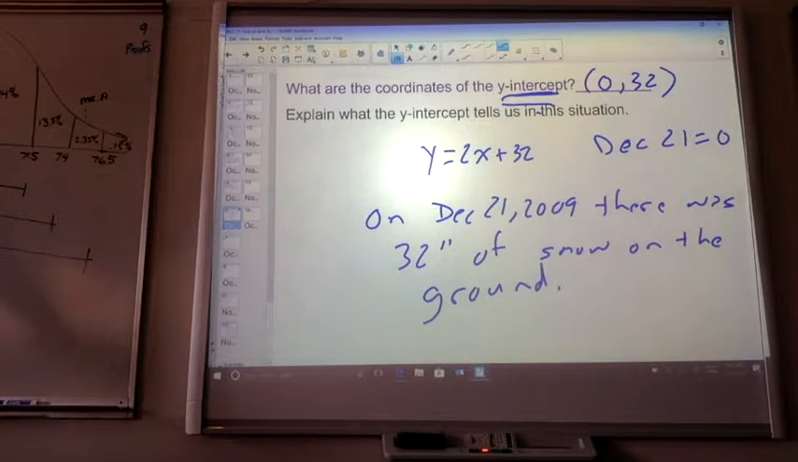Does that mean between December 20th and December 21st, 32 inches of snow fell? It could mean that, but it could mean that it had been snowing already, and by the time we got to the winter solstice, we had already 32 inches of snow that had accumulated on the ground. Now we want to go further to see what this will do.